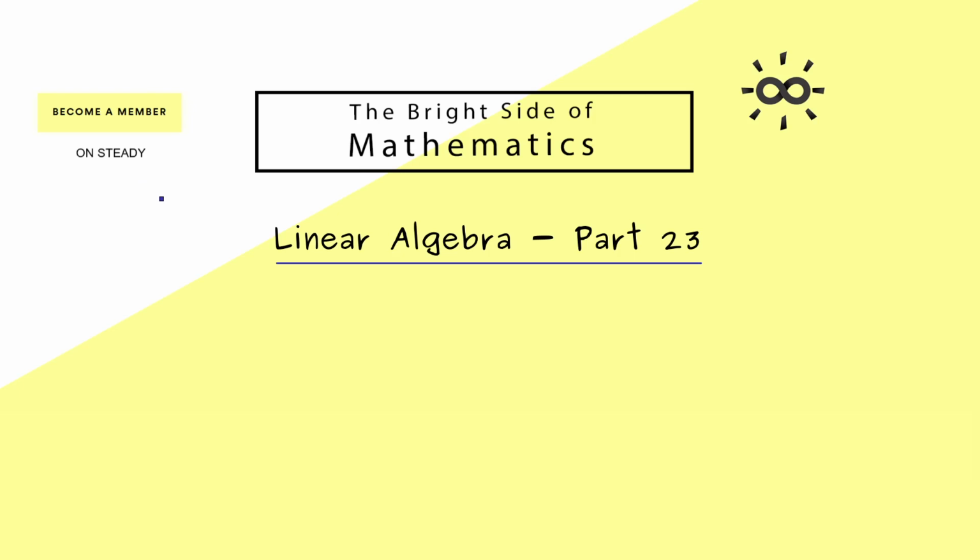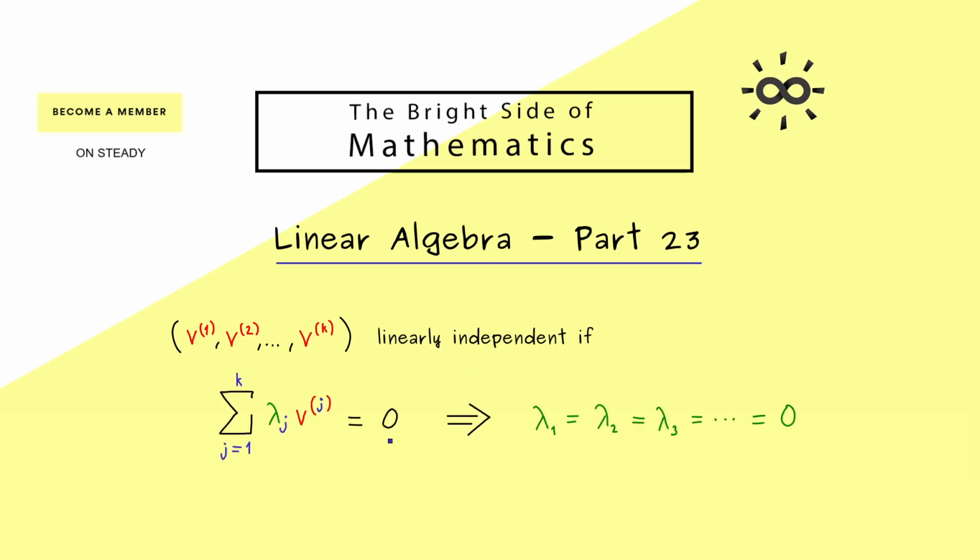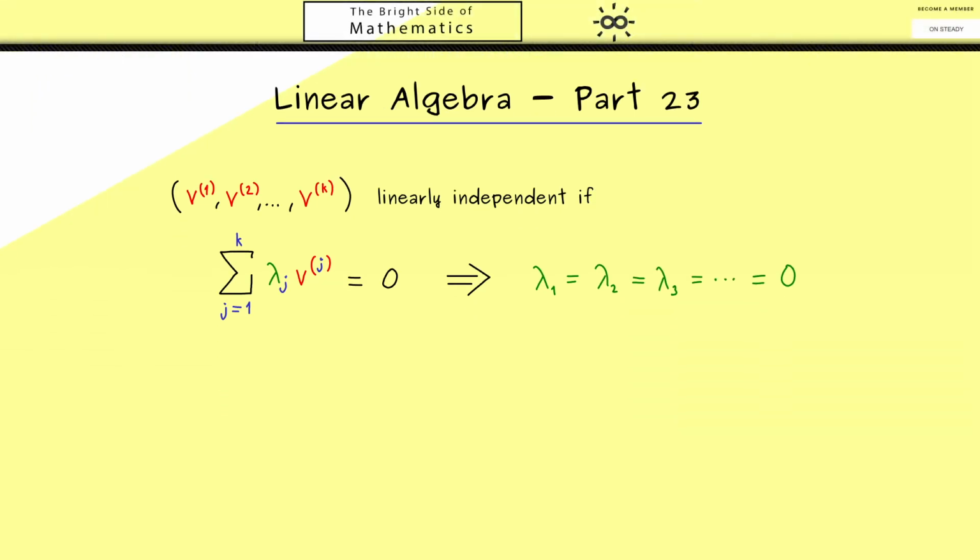Now, the topic for today is still linear independence, and here we will talk about examples. For this, please recall that such a family of k vectors coming from Rn is called linearly independent if the linear combination for the zero vector is only possible with vanishing coefficients. This is a very important concept which we now can explain with examples.